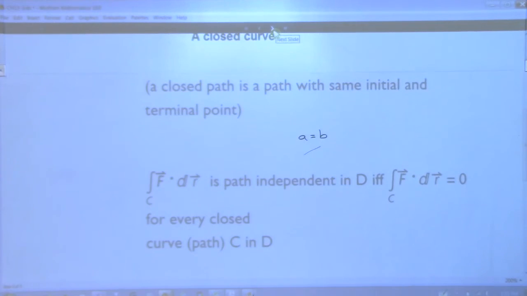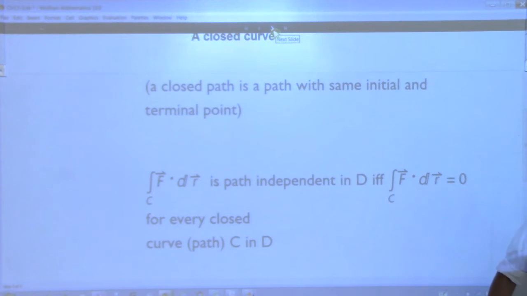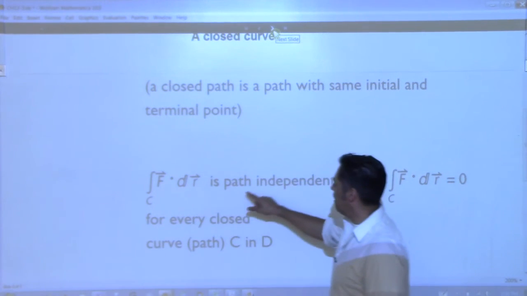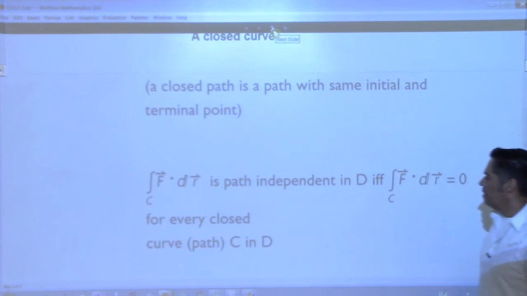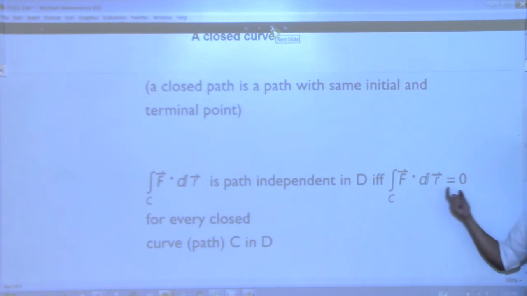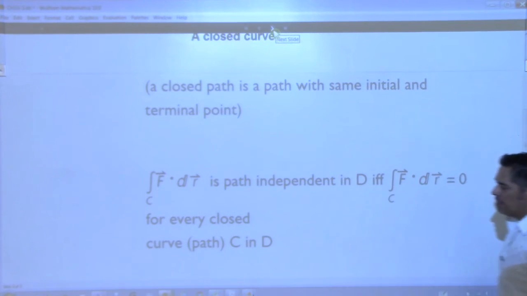Then check this out. This theorem says that our line integral is said to be path independent if and only if this line integral over C equals 0 for every closed curve or path in C and D. What? Okay, this is a confusing theorem, all right?